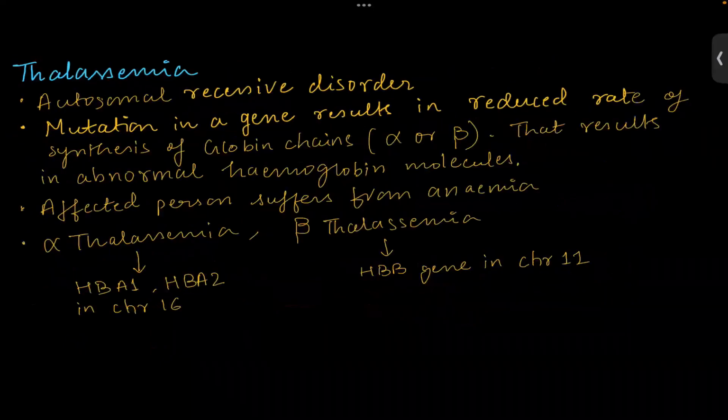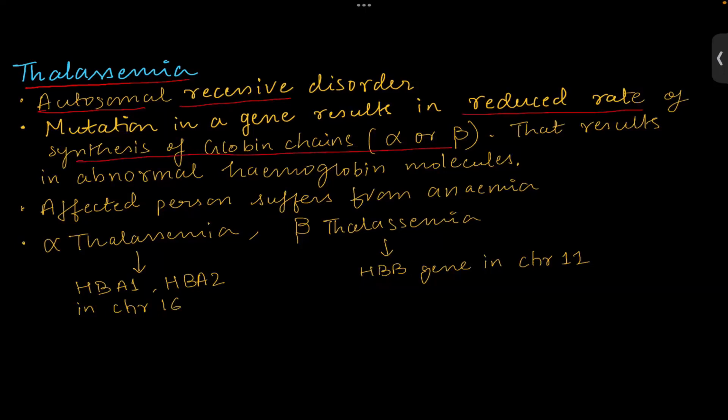Now, this is the last Mendelian disorder that I'll discuss today. It is called thalassemia. Thalassemia is again an autosomal recessive disorder. Here what happens is, the gene responsible for thalassemia undergoes mutation such that there is a reduced rate of synthesis of one of the globin chains of hemoglobin.